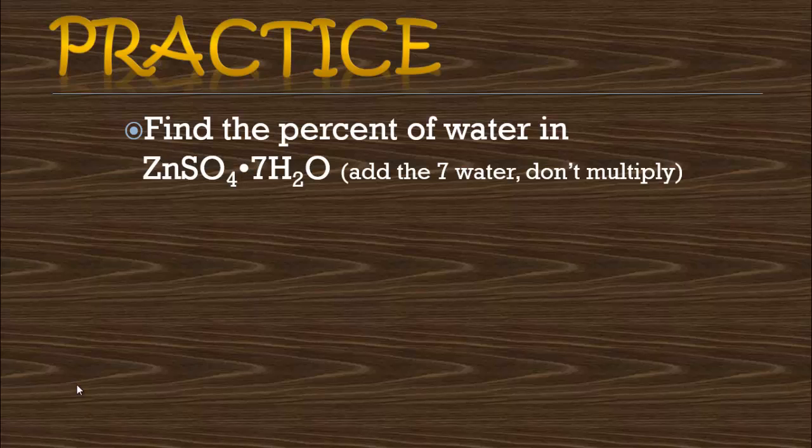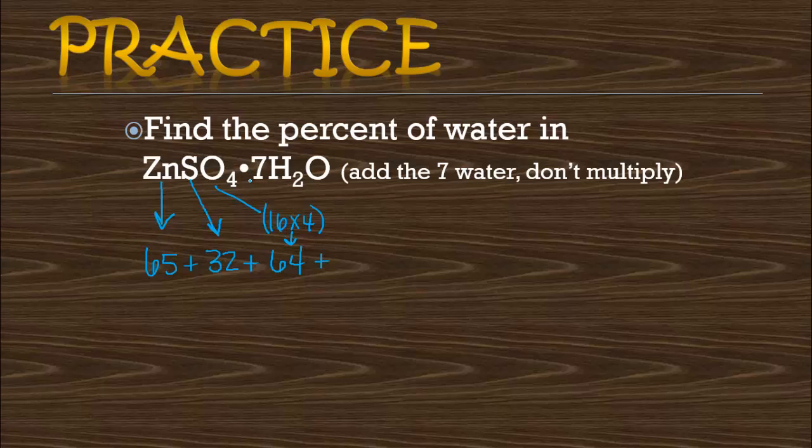So let's begin by just getting the mass of the formula. Zn is 65. Adding it to sulfur, which is 32. Adding it to oxygen, which is our 16 times 4, which is 64. And then we're going to add it to our waters. Since I want to know the percent of water, I am not going to break this down into hydrogen and oxygen. I'm going to leave it together.